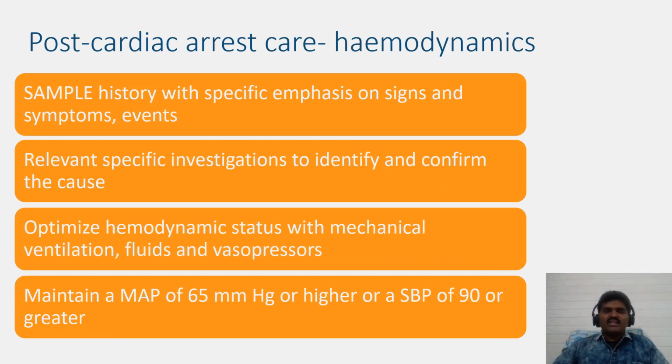Post cardiac arrest care or management of hemodynamics. If you have not taken a proper history earlier, now we are going to take a SAMPLE history with specific emphasis on signs and symptoms and the events that preceded or followed the cardiac arrest. Relevant specific investigations to identify and confirm the cause of cardiac arrest have to be performed. Optimize the hemodynamic status with mechanical ventilation, fluids, and vasopressors. Maintain a MAP of at least 65 millimeters of mercury or higher, or a systolic BP of 90 or greater.